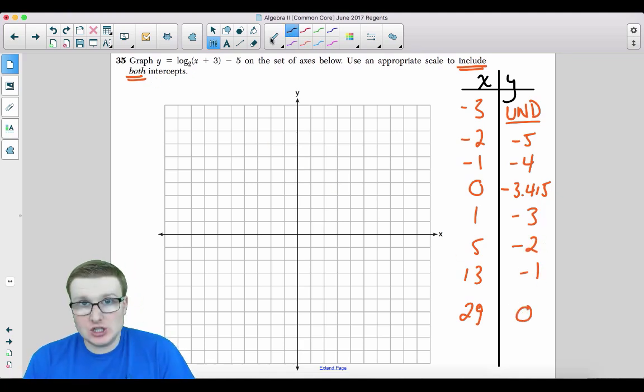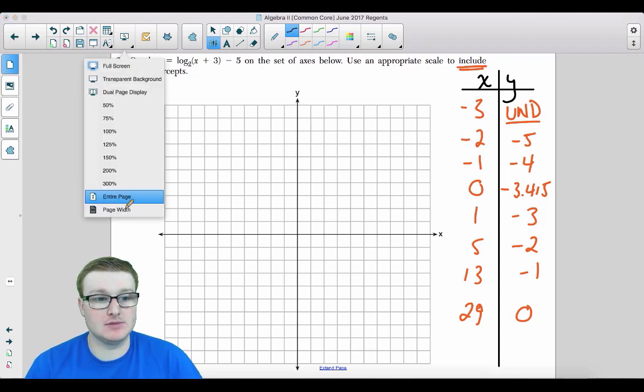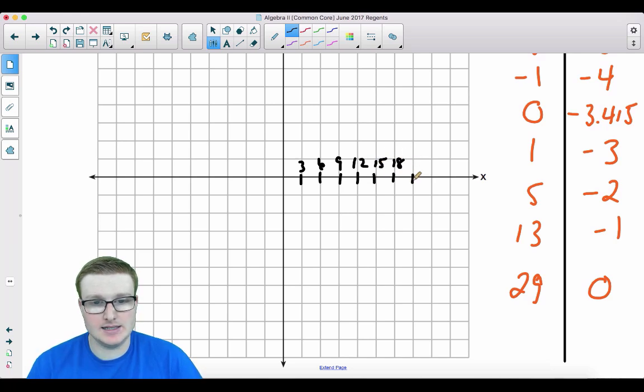So we need to use an appropriate scale. There are 10 lines here. I'm going to count by 3s to make this line over there 30. Because 3, 6, 9, 12, 15, 18, 21, 24, 27, 30. I may have skipped a number in there just because I was talking too fast. So, your x scale is by 3s. So, 3, 6, 9, 12, 15, 18, 21, 24, 27, 30.